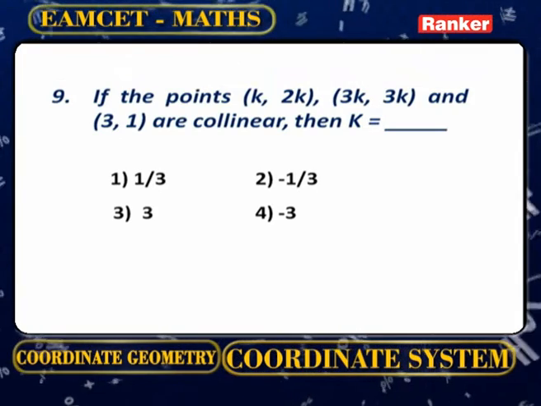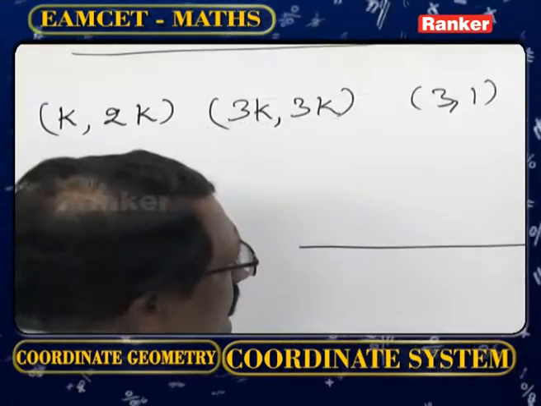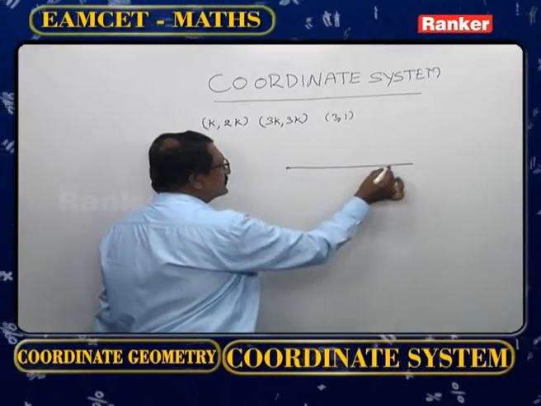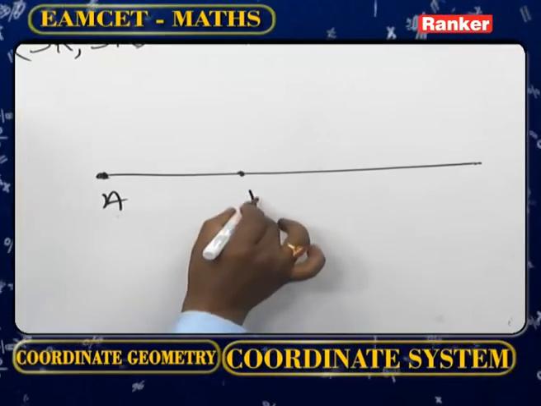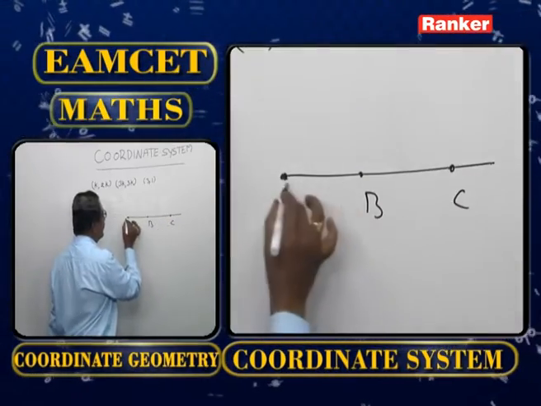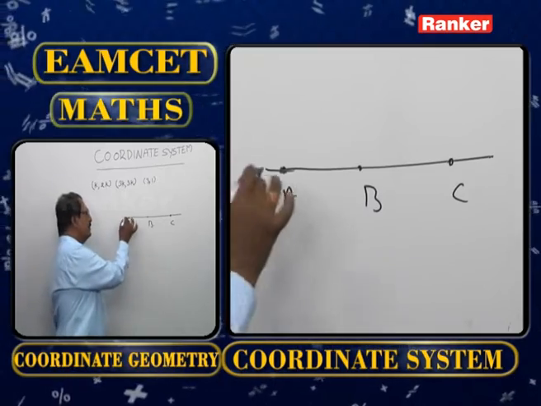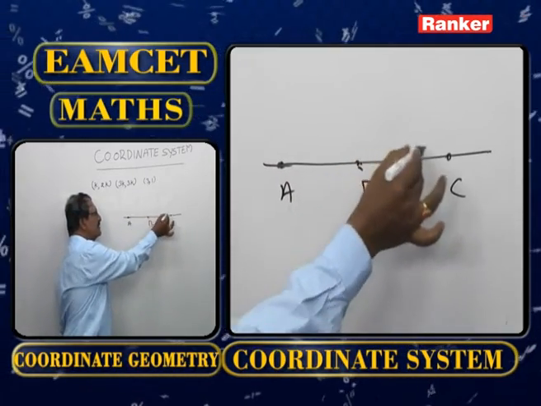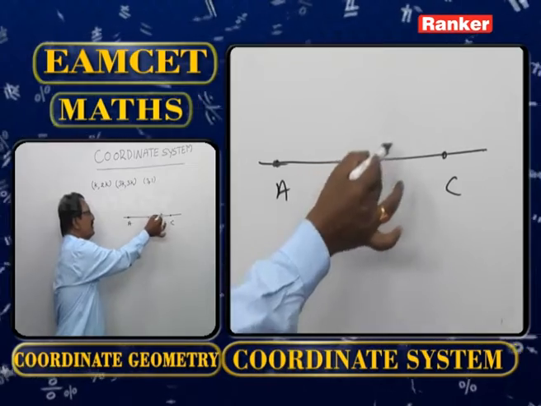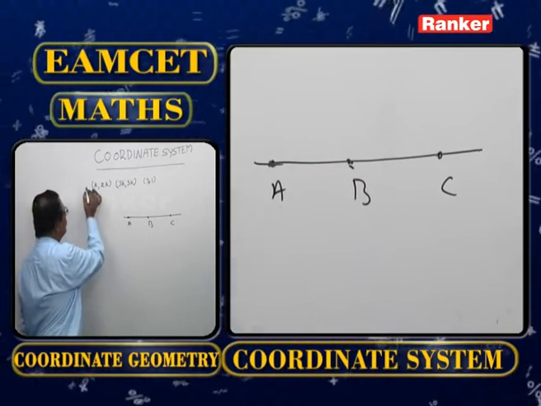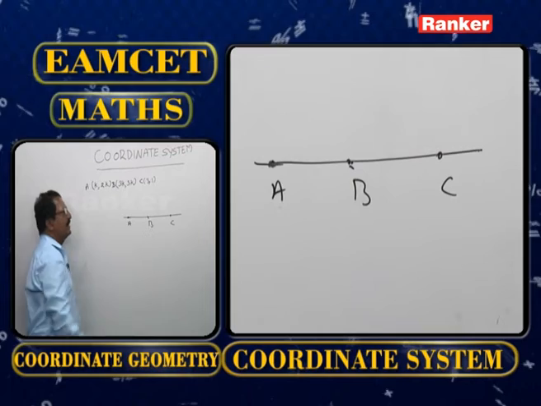The given three points are collinear, so they lie on the same straight line. Suppose we consider the three points A, B, C. If the three points are collinear, or lie on a straight line, then the slope of AB equals the slope of BC. Suppose the given points are A, B, C.